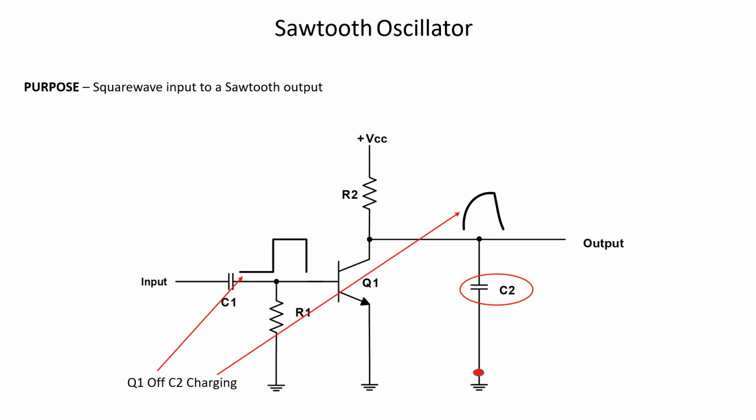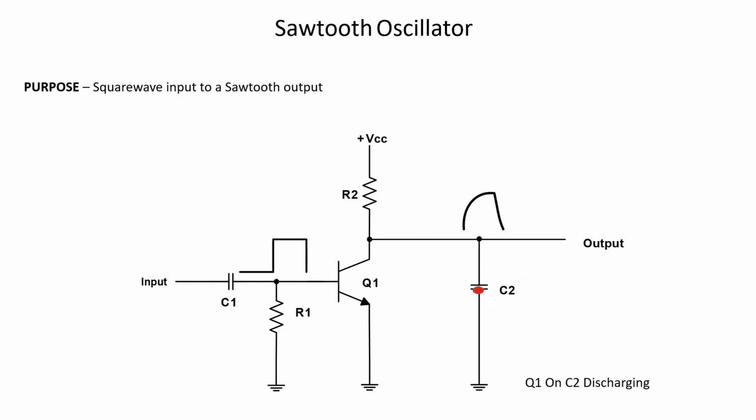Here, let's see that one more time. When Q1 turns on the high portion of the square wave, a low will be felt on the collector, and C2 will discharge. Let's see an instant replay on that.